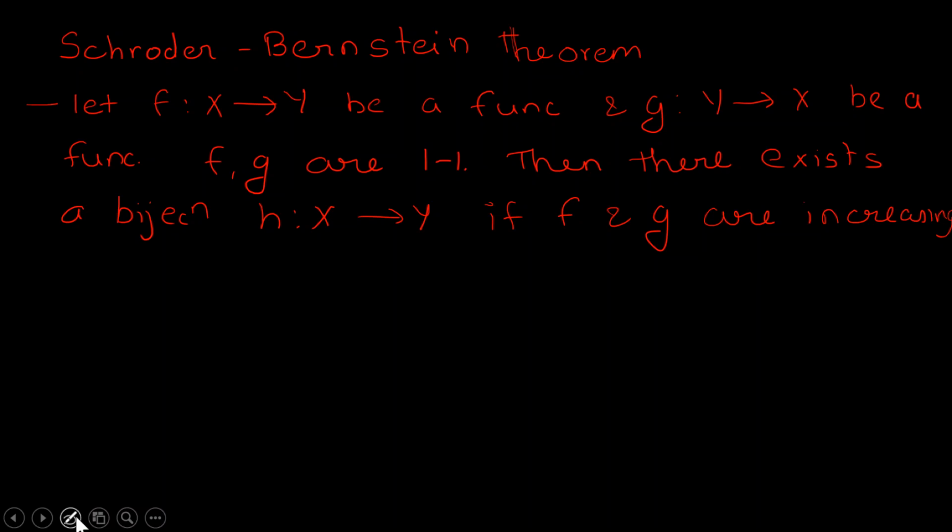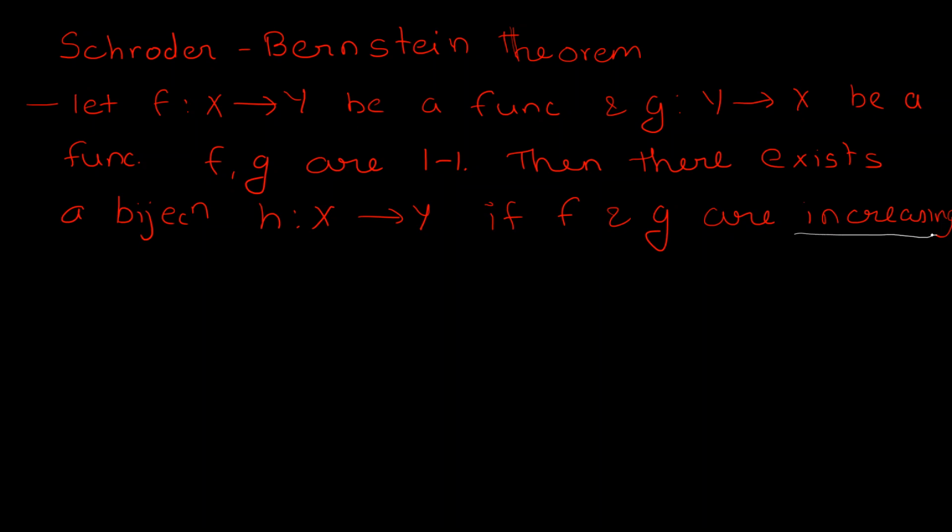Okay students, so here now in this video we are going to see another important theorem called the Schroeder-Bernstein theorem. This one is important only since it's a named theorem. Now what it says is: let f from X to Y be a function and g from Y to X be a function, and if f and g are 1-1, then there exists a bijection h from X to Y if f and g are increasing also.